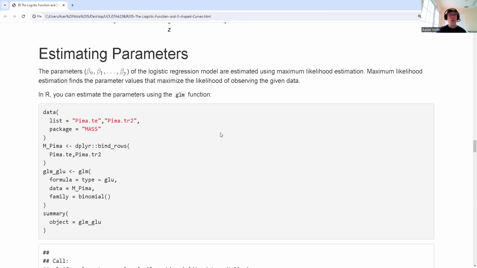Now, for estimating the parameters of a logistic regression model, we're going to use maximum likelihood estimation. By far the most common way to do this in R is with the GLM function. There are alternatives in other packages, but this is pretty standard for this. So let's go ahead and do this.